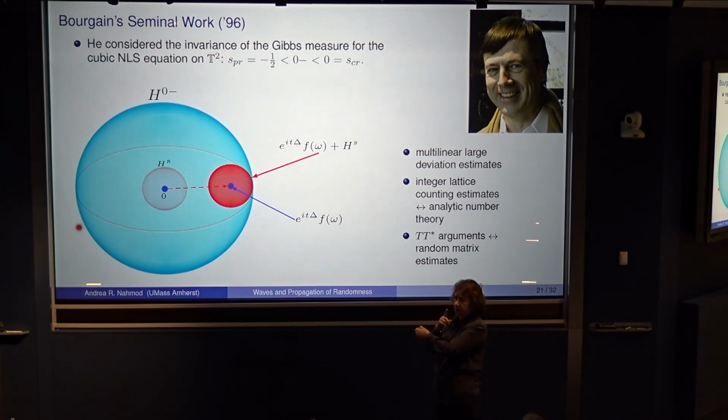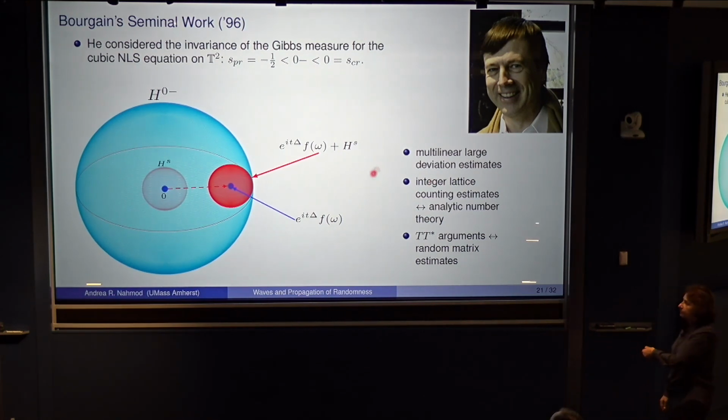So it's smoother. And so his idea was to say, well, I'm going to look for solutions that actually live in this affine ball that is not centered anymore at the origin, it's centered at the linear evolution of the random data. Okay? And this actually was very hard because in order to solve the fixed point argument for the remainder equation, he had to use very, very delicate tools from probability, like these multilinear large deviation estimates, counting estimates, TT star arguments, like these random matrix estimates, and so on.